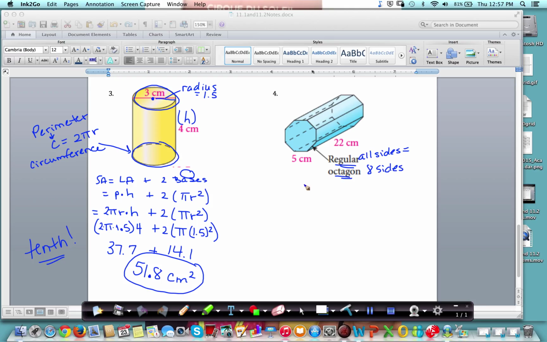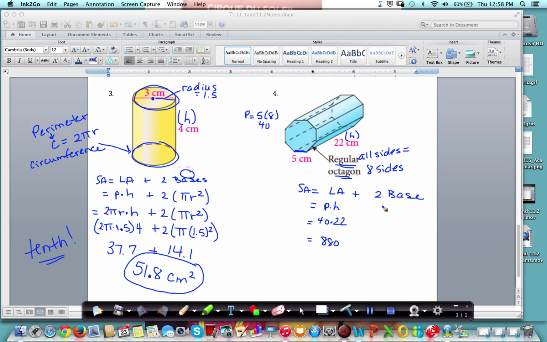Now here's the deal. Surface area equals the lateral area plus the 2 bases. So the lateral area is going to be the perimeter times the height. We can find the perimeter of this guy because we know this is 5 and I have 8 sides. So the perimeter is going to equal 5 times the 8 sides, or 40. Okay, so perimeter is 40, and then I have the height here, which is 22. So I can get the lateral area pretty easy. 40 times 22 is 880.